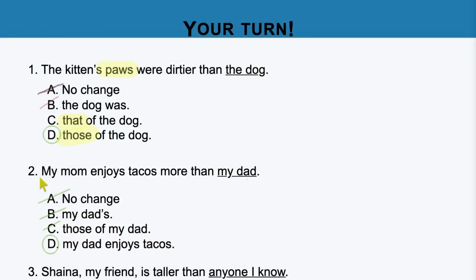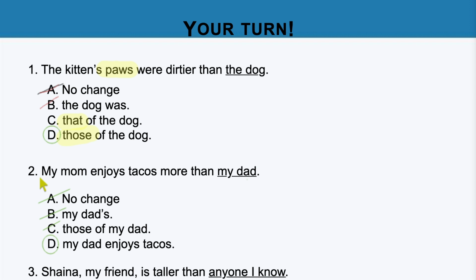My mom enjoys tacos more than my dad. So the problem with number 2 is that we're not actually sure if she enjoys tacos, the food, more than she enjoys my dad, like my dad's company, because of the way that it's written. So we have to be specific and clarify. That's why this is called an ambiguous comparison, because we're just uncertain.